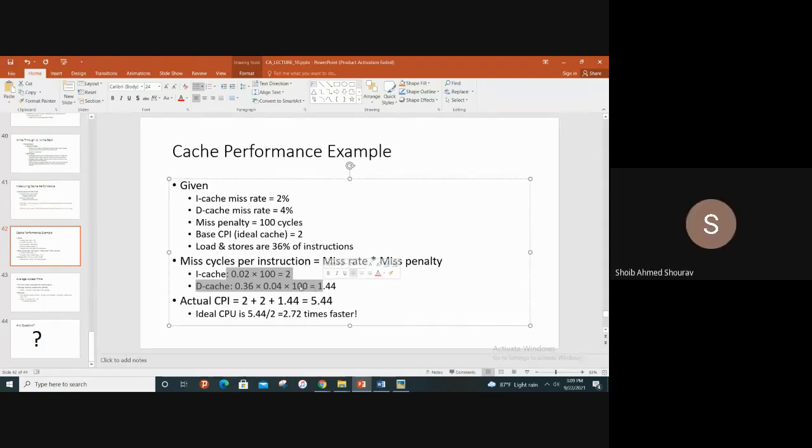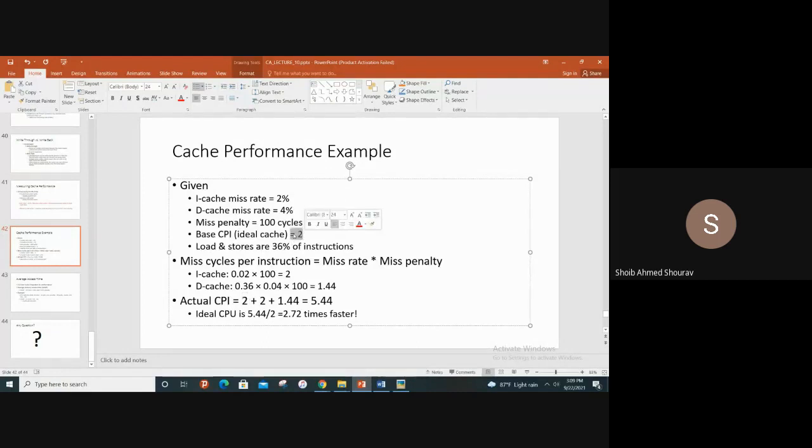Yes, sir. Okay, and you have to find out the actual CPI. For example, if there was no miss rate, we would at least need 2 cycles per instruction. Due to the misses, we need this amount of more cycles. Remember, ideal cache means there is no miss rate. So even if there is no miss rate, the base CPI is 2. We need at least 2 if there is no miss.